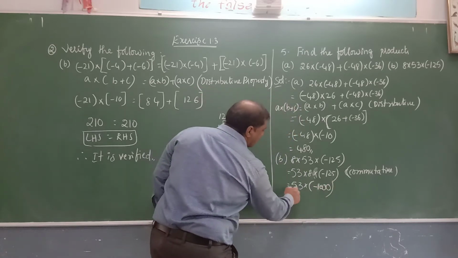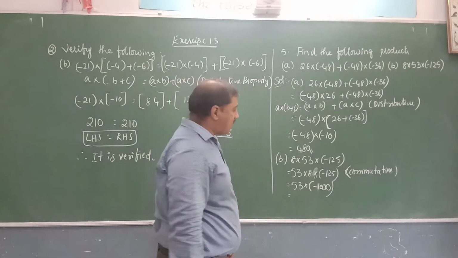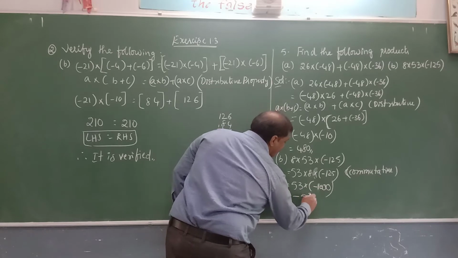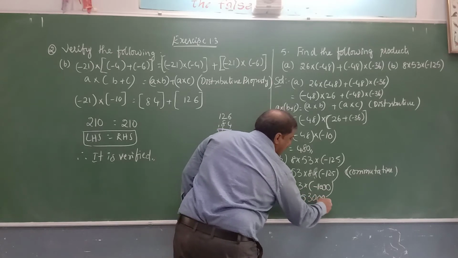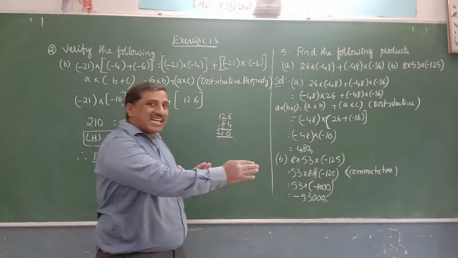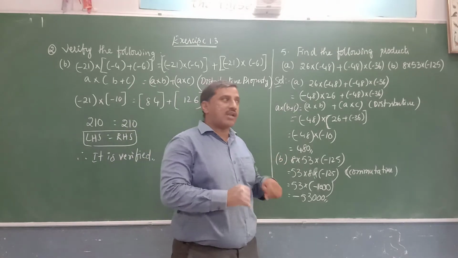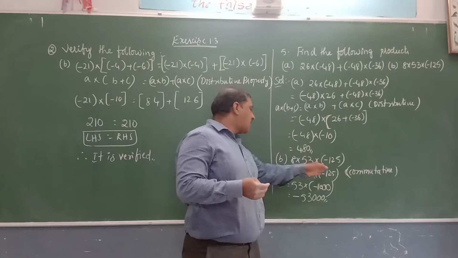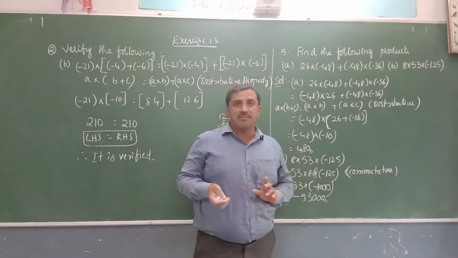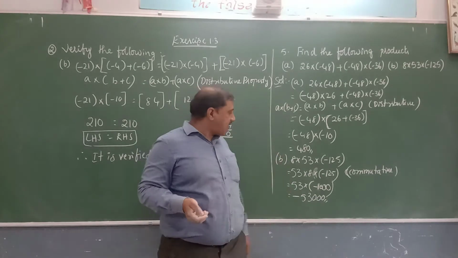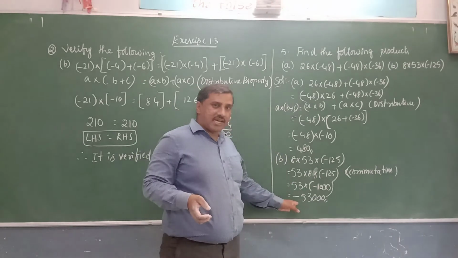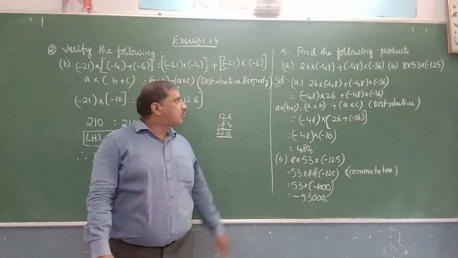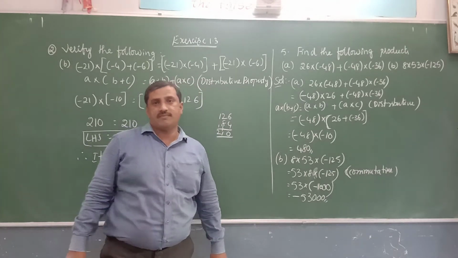Now multiply 53 into minus 1000. Plus into minus, minus 53 into 1000 is 53,000. Like this, by regrouping the numbers, what property are we using? It is the commutative property. So by regrouping the terms and multiplying, the easiest way we got the product as minus 53,000. Is it clear, children? We will discuss two more sums related to this.